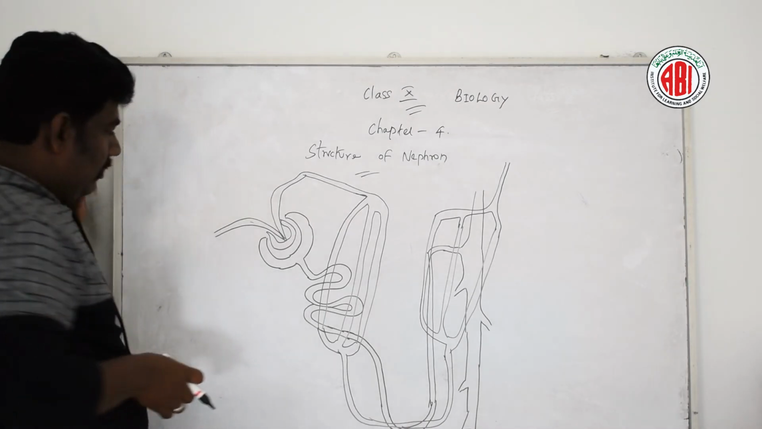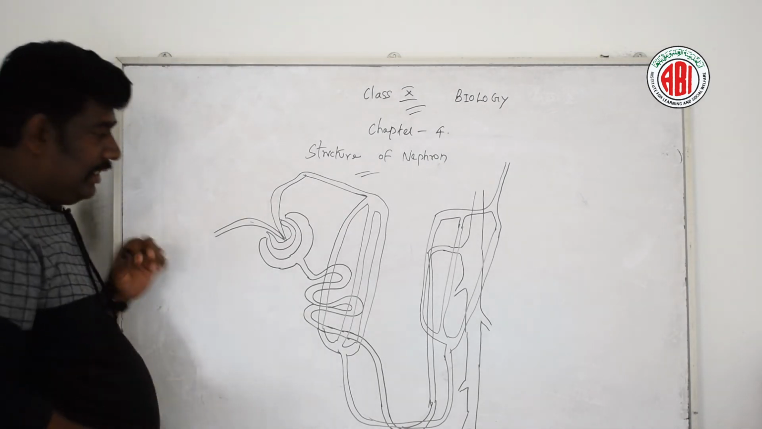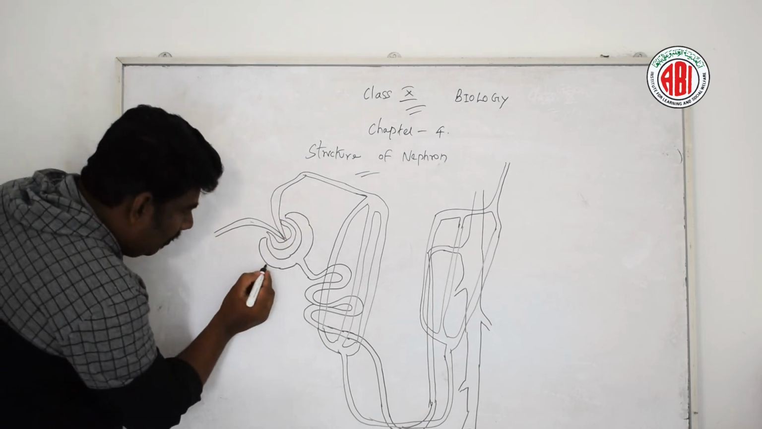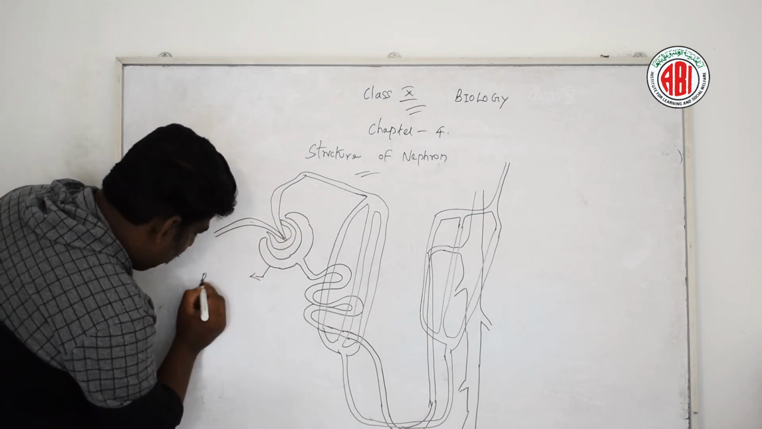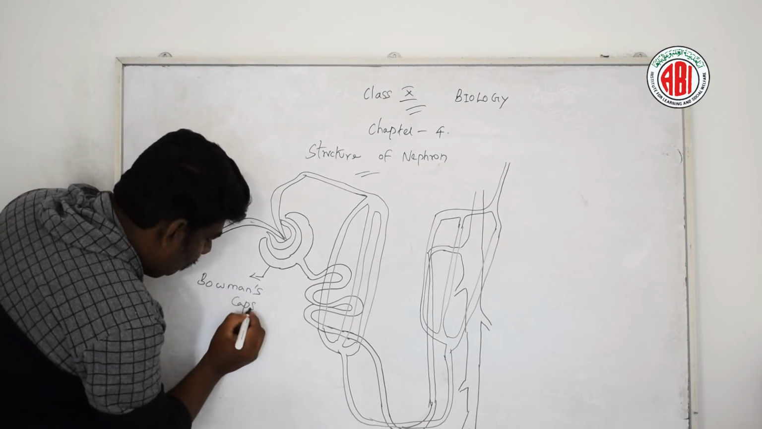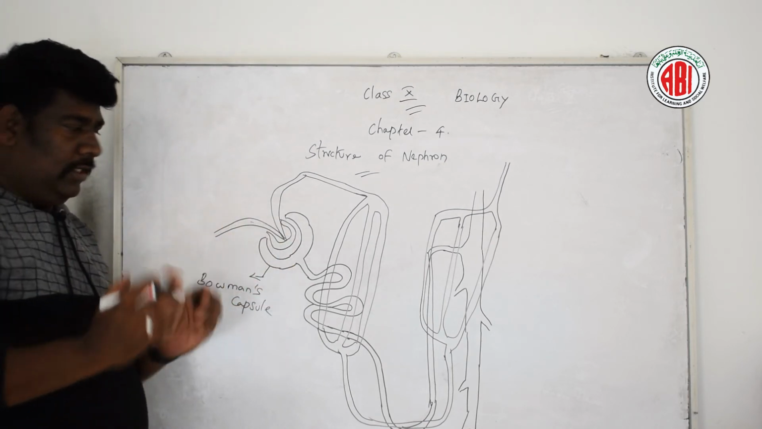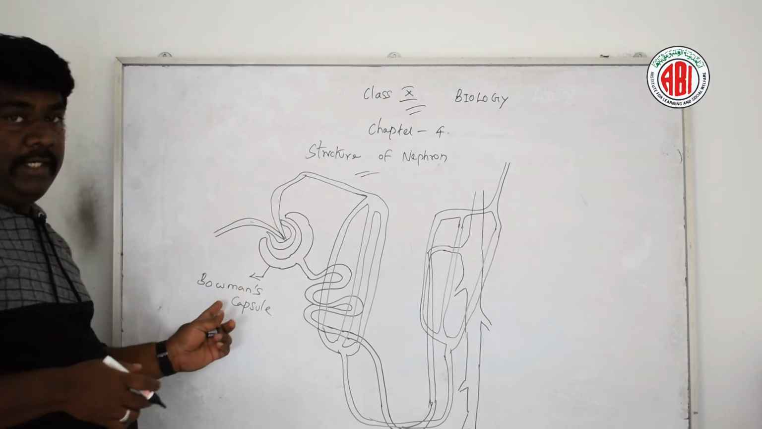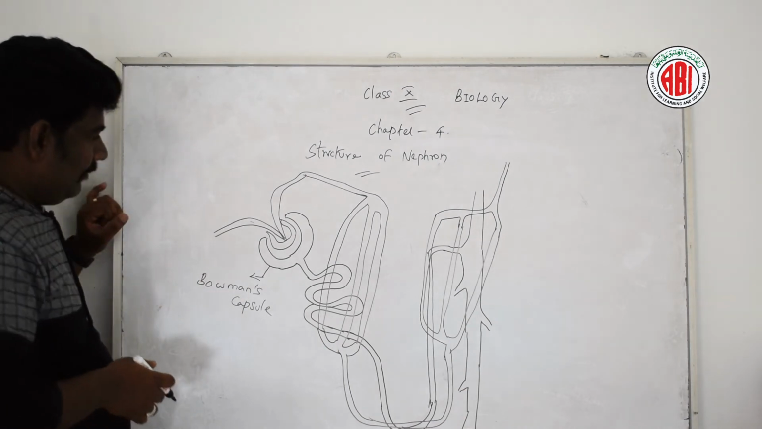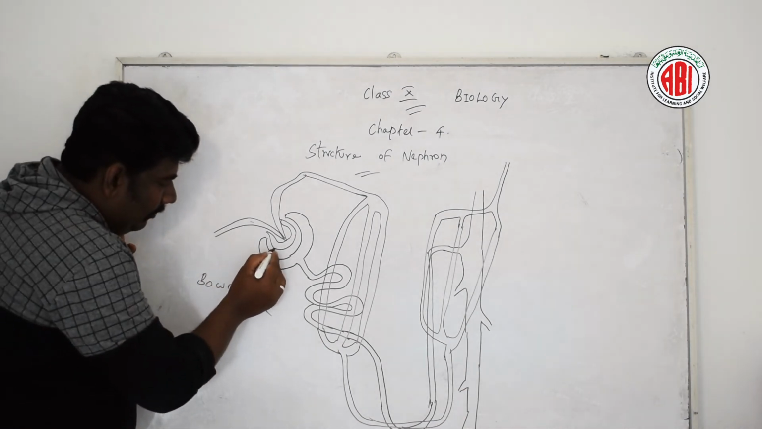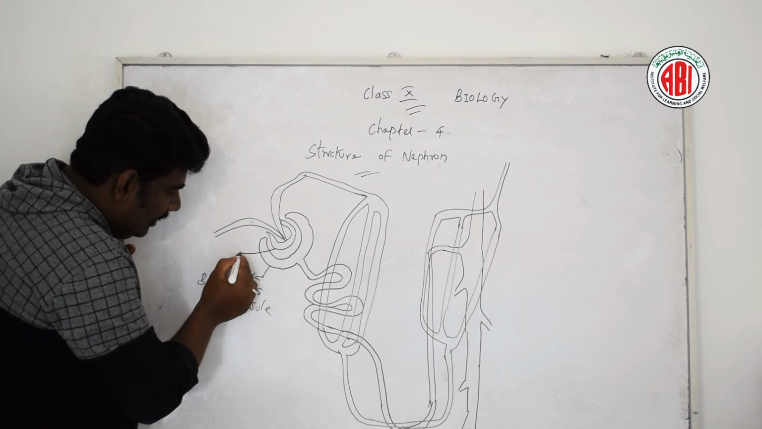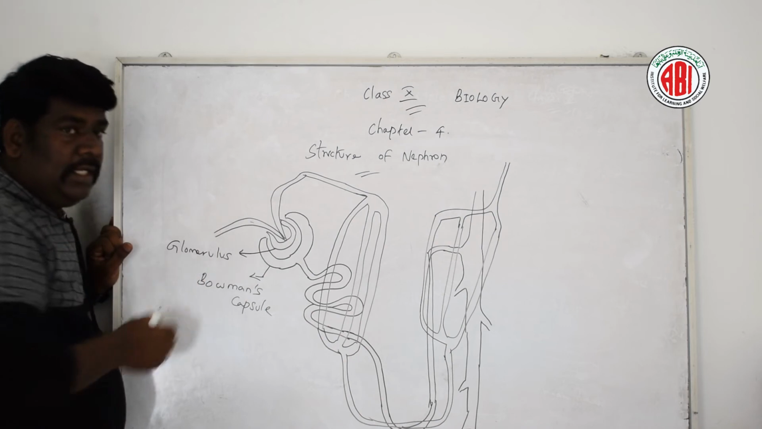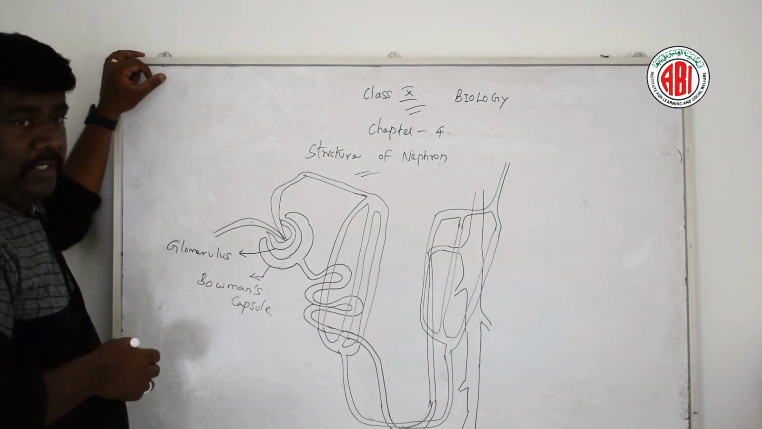Okay, now let us see how to label this diagram. First thing, this particular bowl-like structure is called Bowman's capsule. It is looking like a bowl, and this bowl-like structure was first discovered by Bowman. So Bowman's capsule, and inside of this Bowman's capsule, a small bowl-like structure is there, that is called glomerulus. Glomerulus, that is also important.